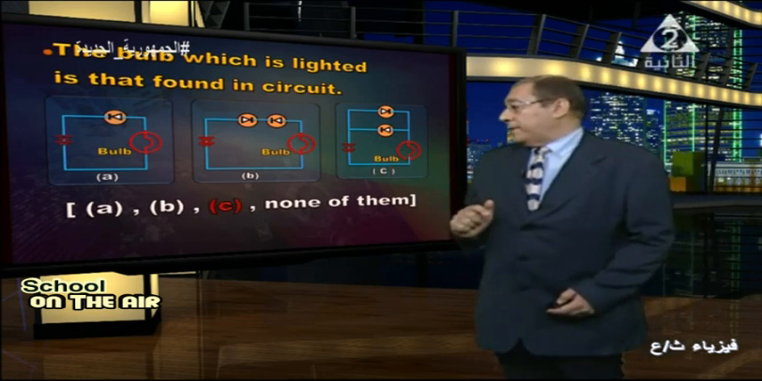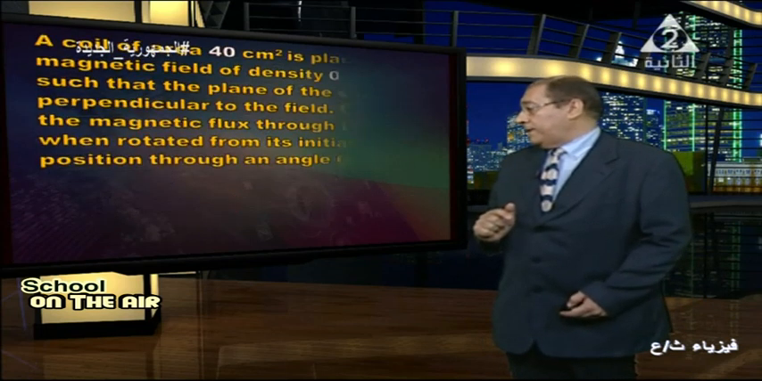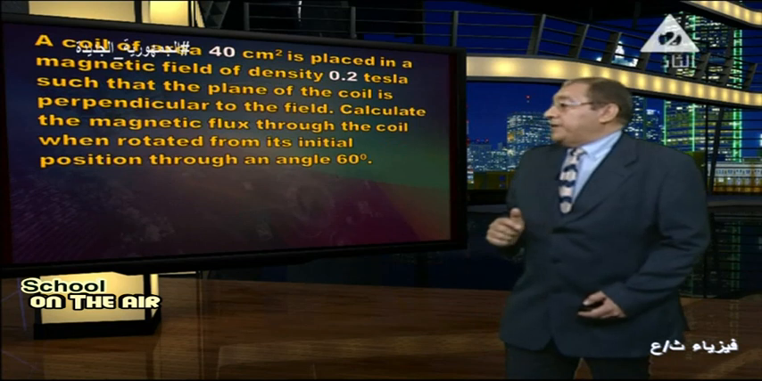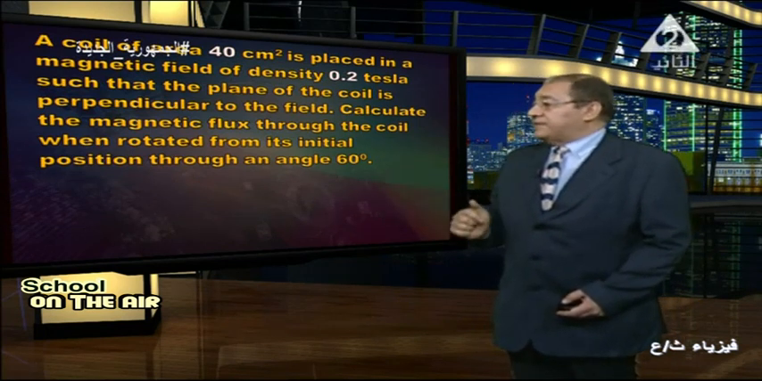Okay, another question, another choice. A coil of area 40 centimeters squared is placed in a magnetic field.